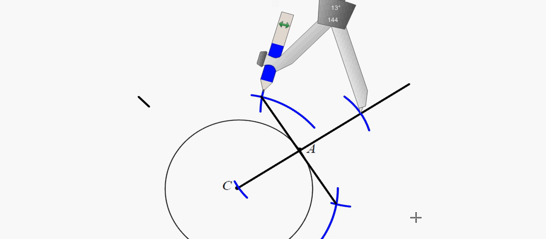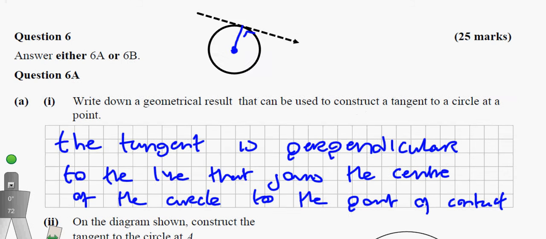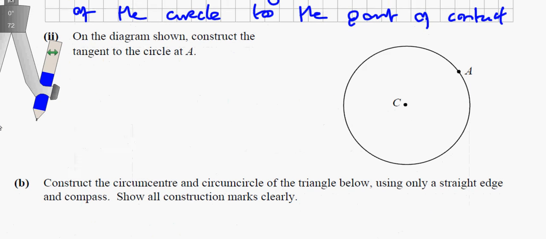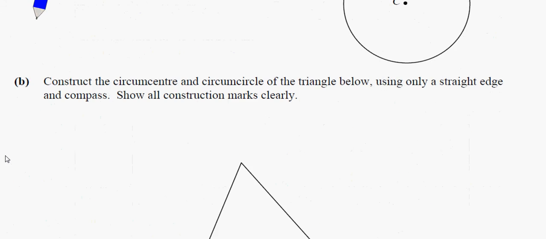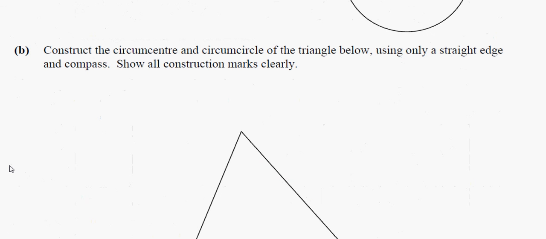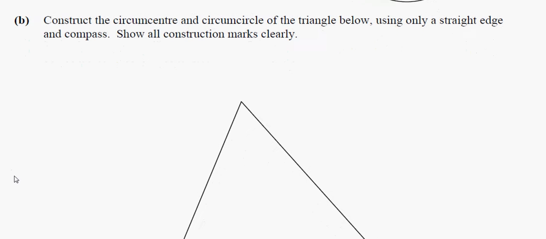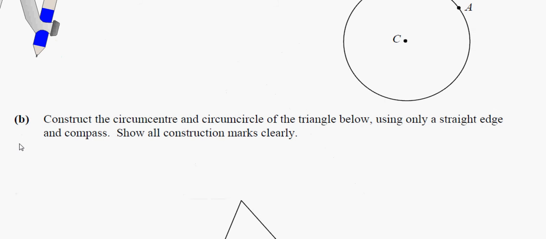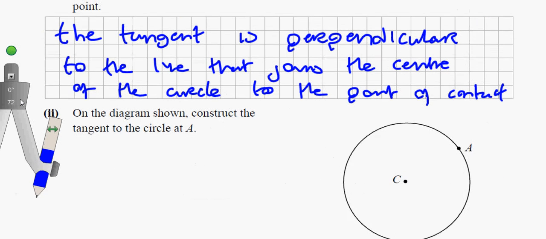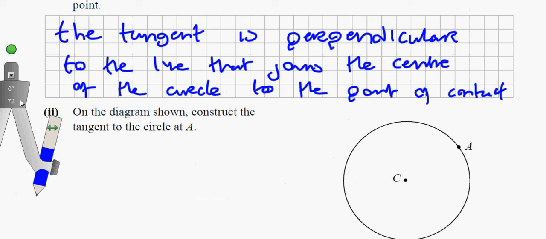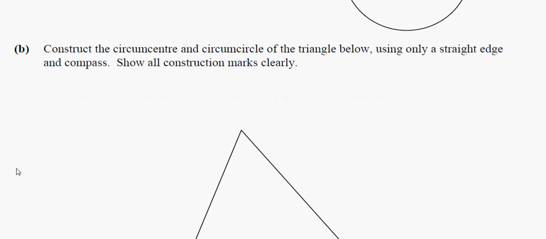Okay, now next one after that, it wants me to construct the circumcenter and circumcircle of the triangle below using only a straight edge and a compass. Show all construction marks clearly. Now, unlike the first question, it didn't mention anything about construction marks in the last question. But this one here wants me to show all the construction marks clearly.